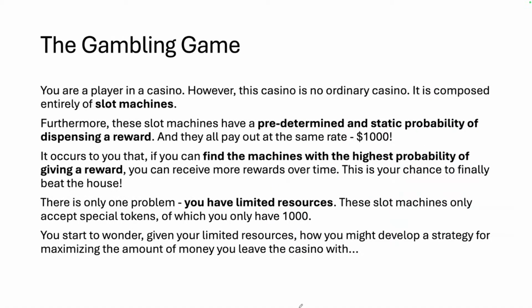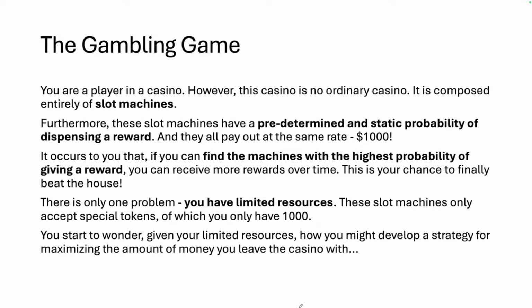I've got some overviews here. So you're a player in a casino. However, this is no ordinary casino. It's composed entirely of slot machines. And furthermore, these slot machines have a predetermined static probability of dispensing a reward. And the payout is the same across all the machines, $1,000. It occurs to you that if you could find the machine with the highest probability of giving a reward, you can receive more rewards over time. This is your chance to finally beat the house.